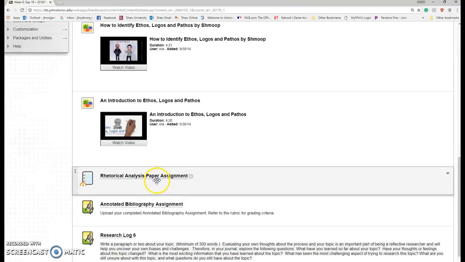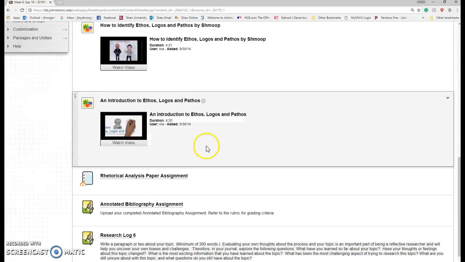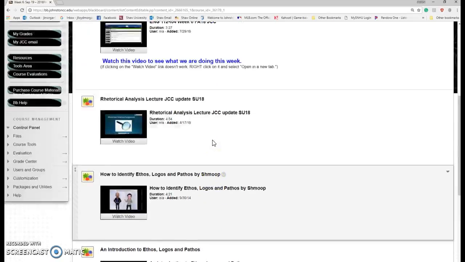But I really wanted to stress that for this rhetorical analysis paper, you just pick one of the articles that you chose for your annotated bibliography, because your annotated bibliography had 10 sources. You only pick one of those, and you're only going to analyze one of those for your rhetorical analysis. Have I made that clear? I certainly hope so.